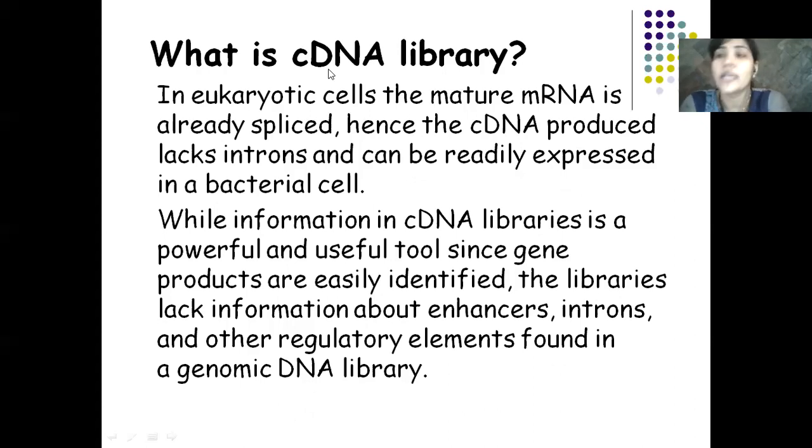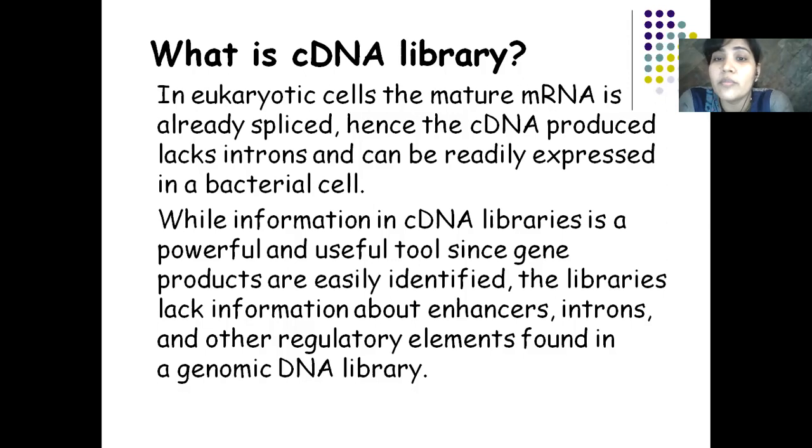So in eukaryotes, since I have explained this procedure, we can go ahead and read what they're trying to tell you over here. In eukaryotic cells, the mature RNA is already spliced, and hence the cDNA produced lacks introns and can be readily expressed in the bacteria. So it is the cDNA that we get after converting that mature RNA into DNA with the help of the reverse transcriptase procedure, which I will explain in detail.